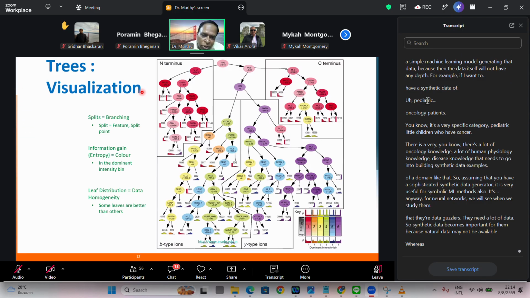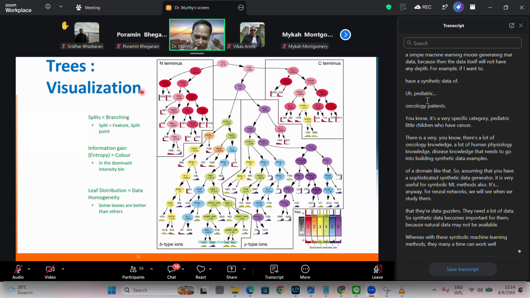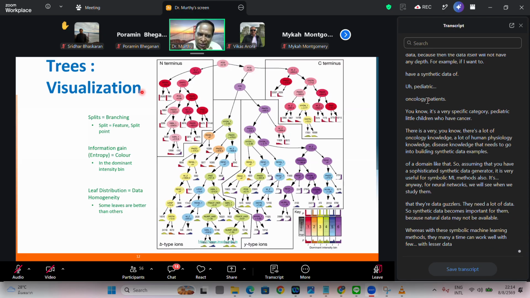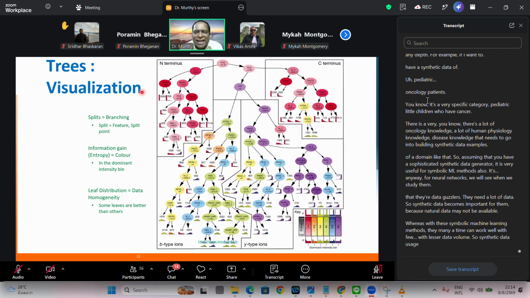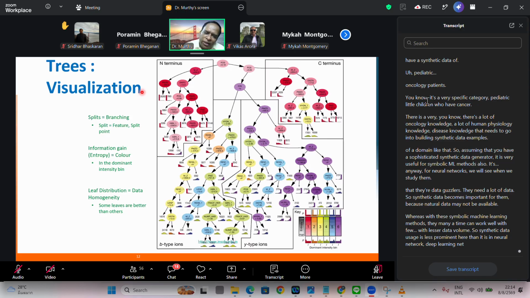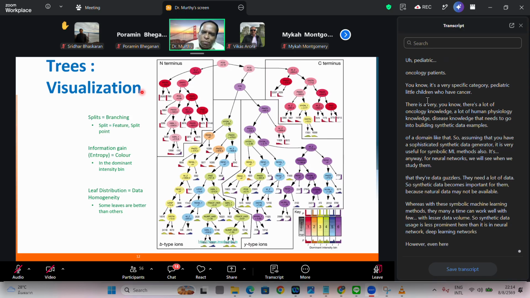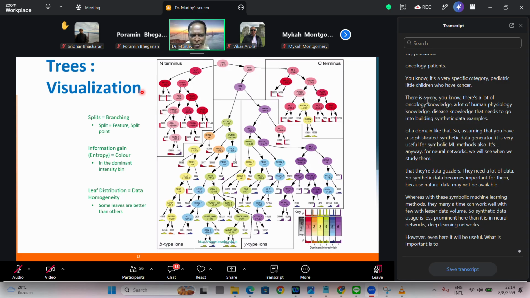Whereas with these symbolic machine learning methods, they many a time can work well with lesser data volume. So synthetic data usage is less prominent here than it is in neural network, deep learning networks. However, even here it will be useful. What is important is to have a sophisticated synthetic data generator.